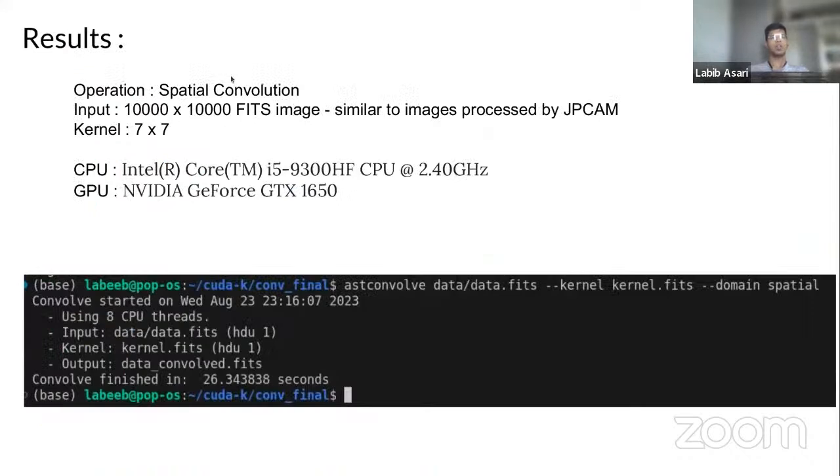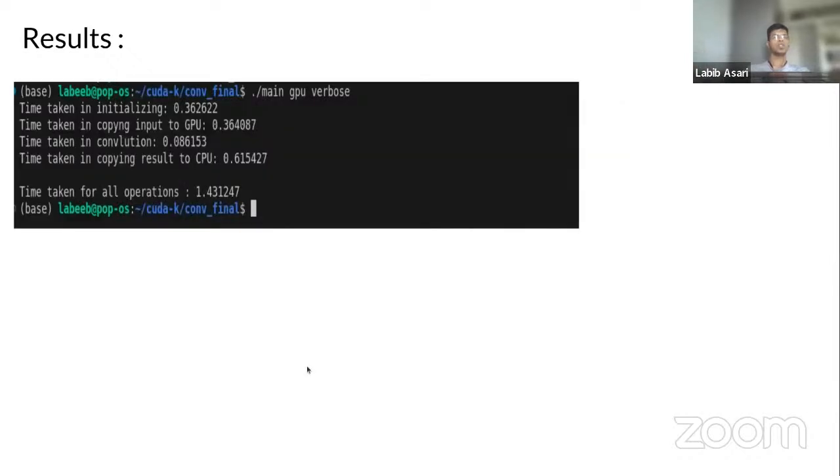I chose the spatial convolution operation, and I chose an input image of 10,000 by 10,000 pixels, which is similar to the JPCam that is used at the institute. The kernel was 7 by 7. The CPU, which was responsible for executing the existing Gnuastro code using the Gnuastro library, was an i5 9th gen computer, and the GPU I used was the NVIDIA GTX 1650. If I execute the convolution operation using the existing Gnuastro library on this input, I get a time of 26 seconds. However, when I do this on the GPU, the total time taken is 1.4 seconds.